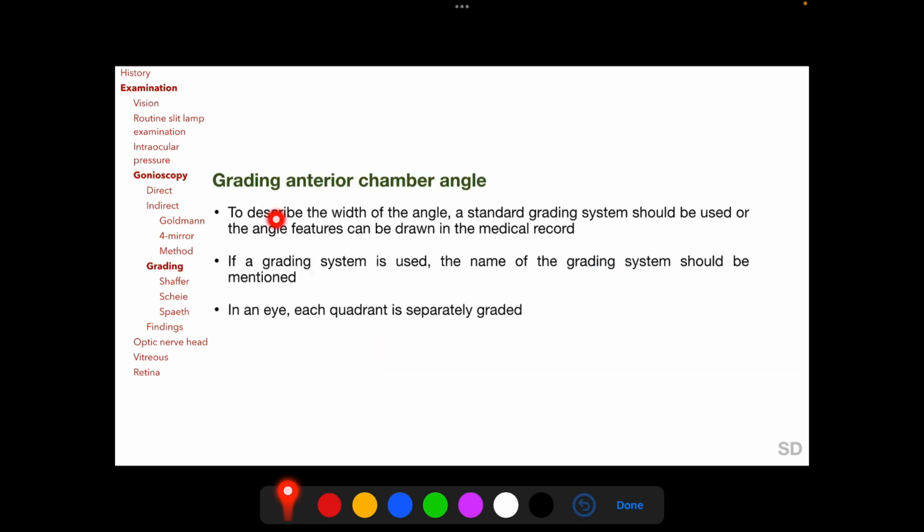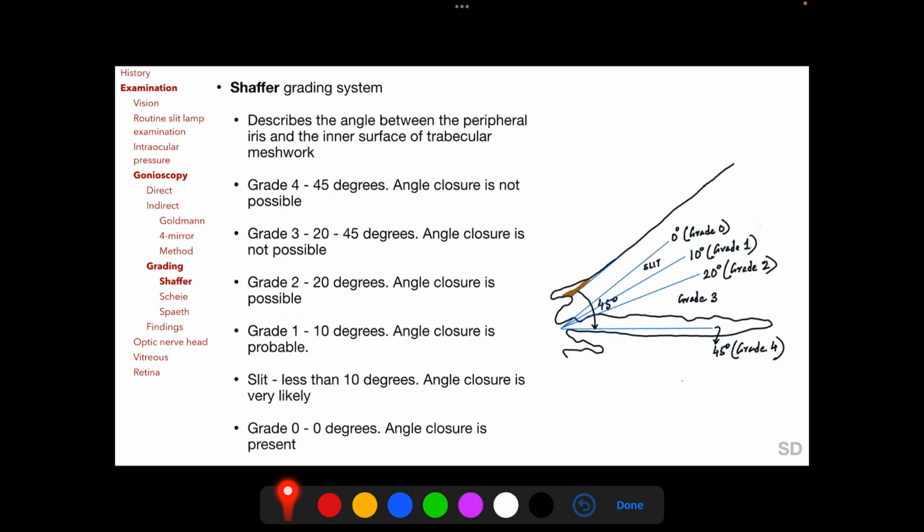To describe the width of the angle, a standard grading system can be used or the angle features can be drawn. If a grading system is used, the name of the grading system should be mentioned. And for each of the two eyes, each of the four quadrants is separately graded. We'll discuss the three most common grading systems: Schaffer's, Scheie's, and Spaeth's.